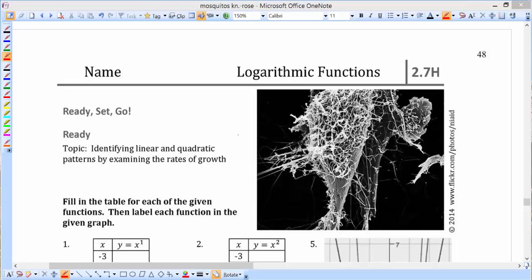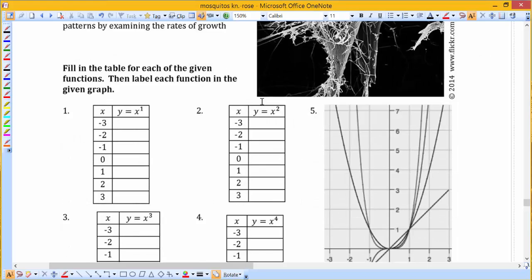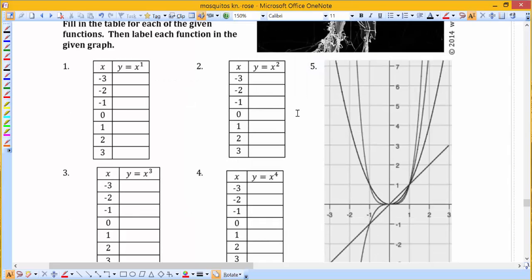All right, so we're going to look at your 2.7 ready, set, go. Let's go ahead and start with your ready. These should go pretty quick. It's just getting you guys to create 4 tables, and then you're matching these 4 tables with the graphs over here.